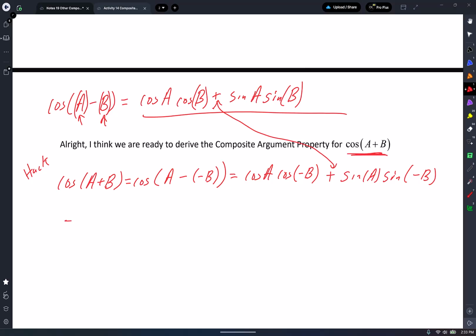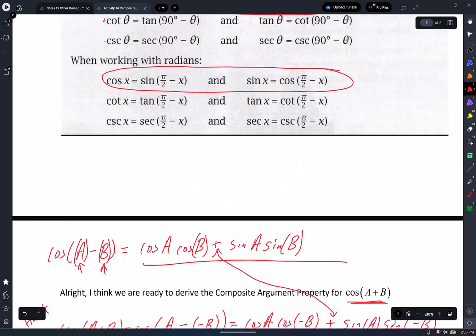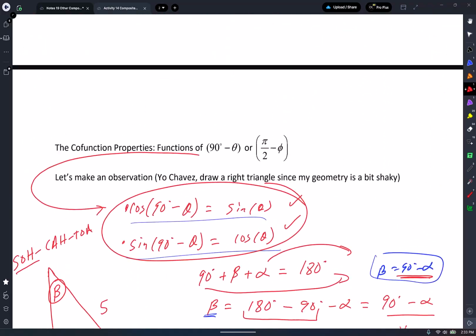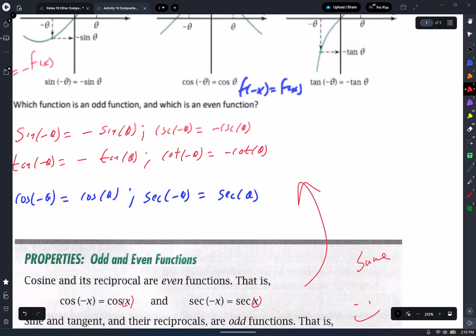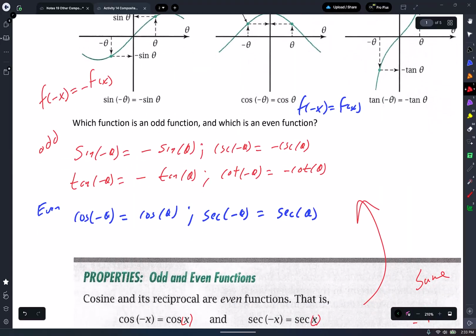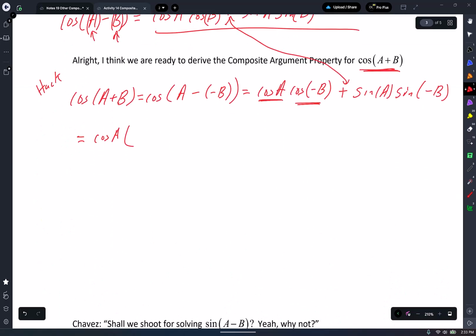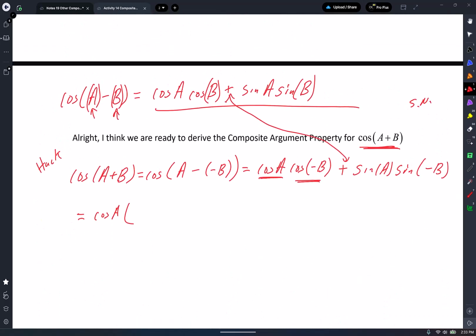Now check it out. Look how awesome this is. Cosine A is still cosine A, so you leave it alone. But cosine of B, I guess I already put a parenthesis. Cosine is an even function. So I'll put a side note here. Side note: cosine of negative B equals cosine B. And sine is an odd function. So this is an odd.